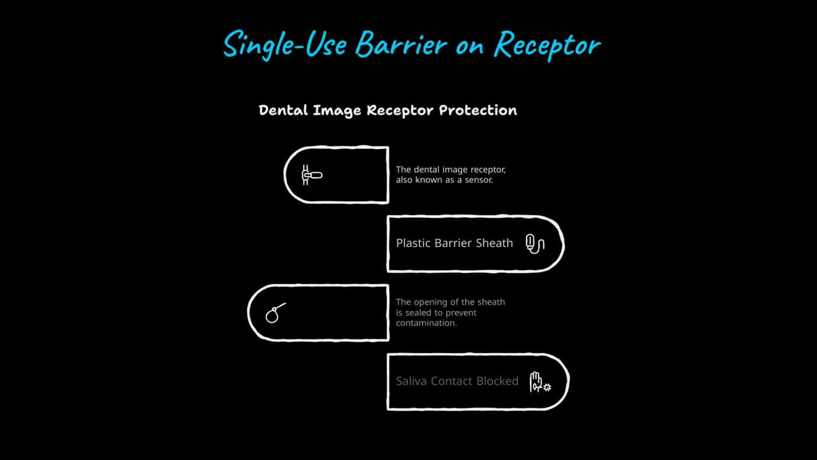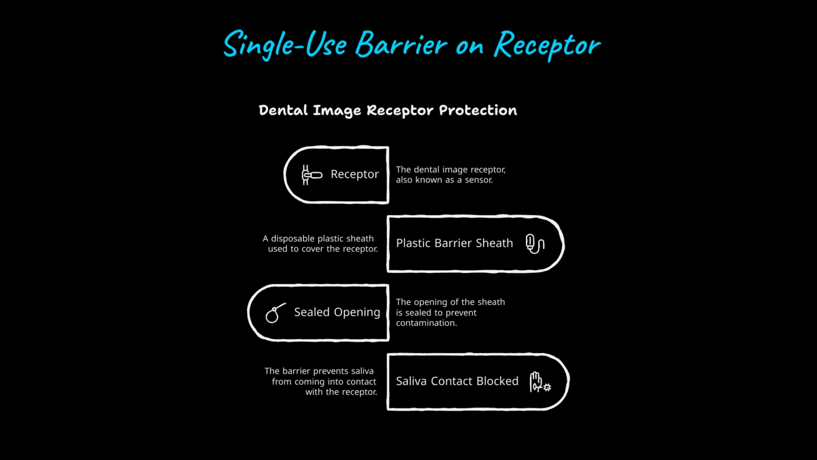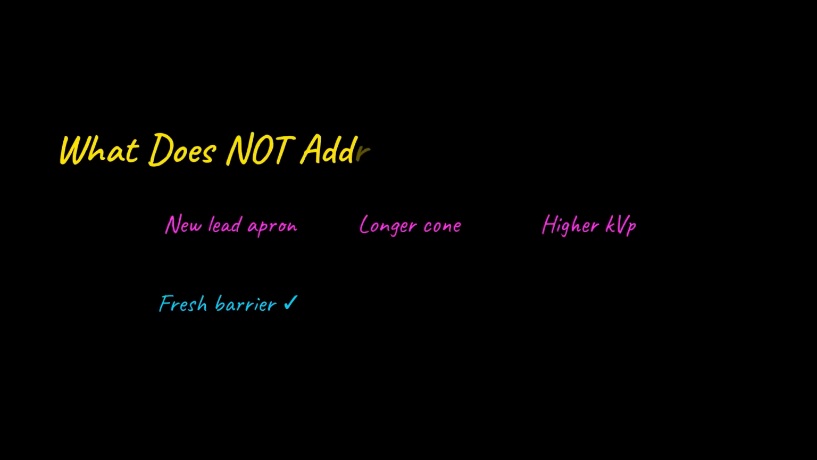The solution is a disposable barrier, a fresh plastic sheath placed over the receptor before each patient. It intercepts saliva and contact, so the receptor itself stays shielded. After imaging, the contaminated barrier is peeled off and discarded.